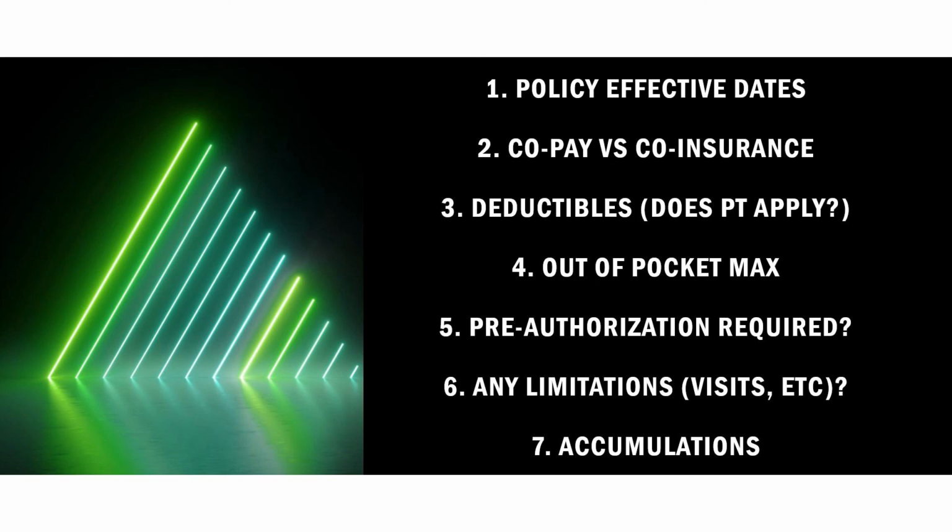Common limitations that we see are visit maxes. So an example might be that you have a 35 visit max for a plan of care, which means that any further treatment beyond that max would require some more communication with your healthcare provider and your insurance.